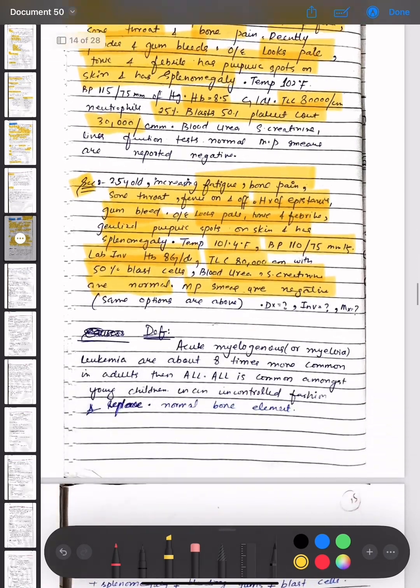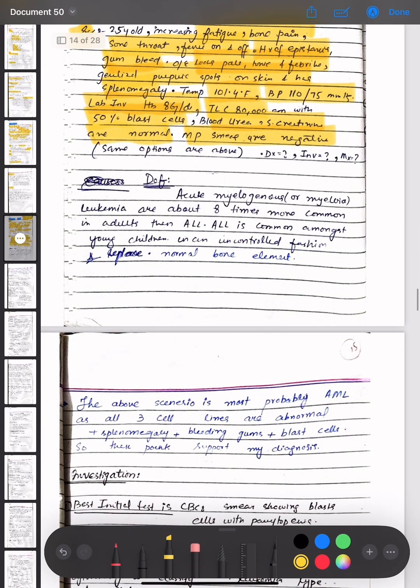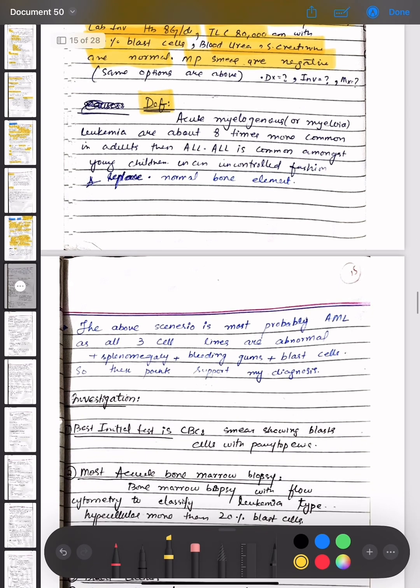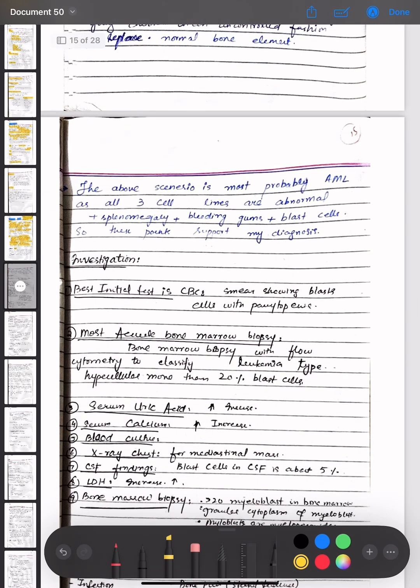We have the definition of AML: acute myelogenous or myeloid leukemia is about 8 times more common in adults than ALL. ALL is acute lymphocytic leukemia, and ALL is common amongst young children. The cells grow in an uncontrolled fashion and replace normal bone marrow elements. The above scenario is most probably AML, as all three cell lines are abnormal, that is splenomegaly, bleeding gums, and blast cells. So these points support my diagnosis.